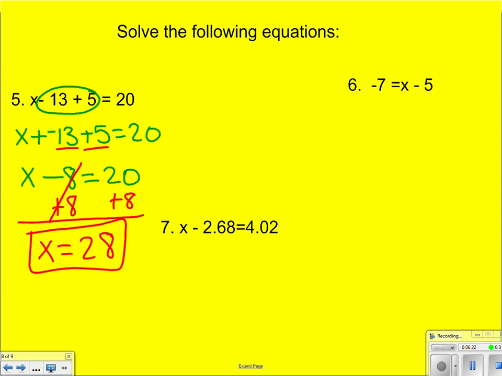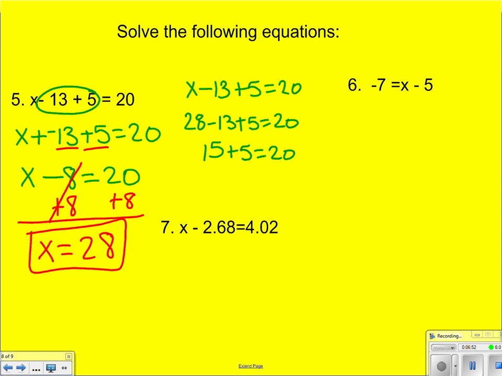We need to check our answer. I'm going to rewrite the equation. I'm going to put 28 where I see x. 28 minus 13 is 15. Keep rewriting it, order of operations. 15 plus 5 is 20. Oh, they do work out, so we're good to go.